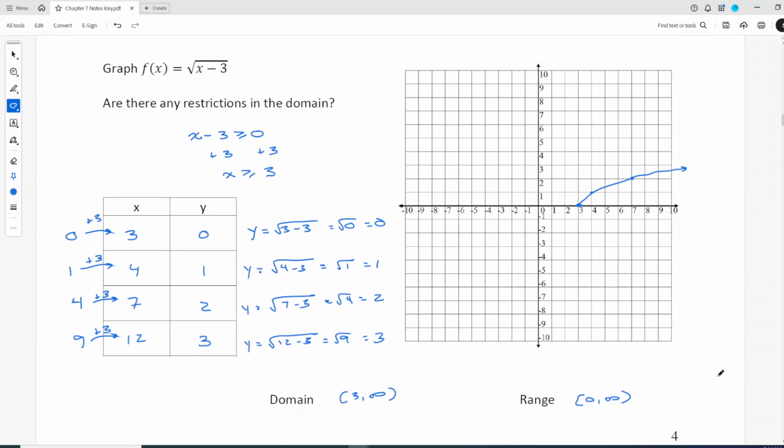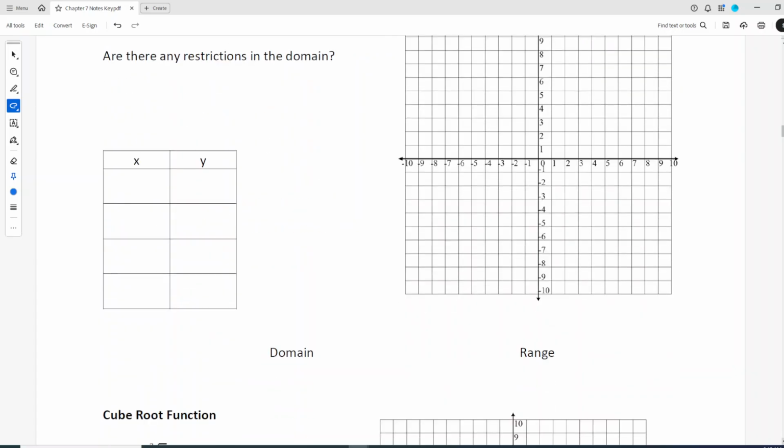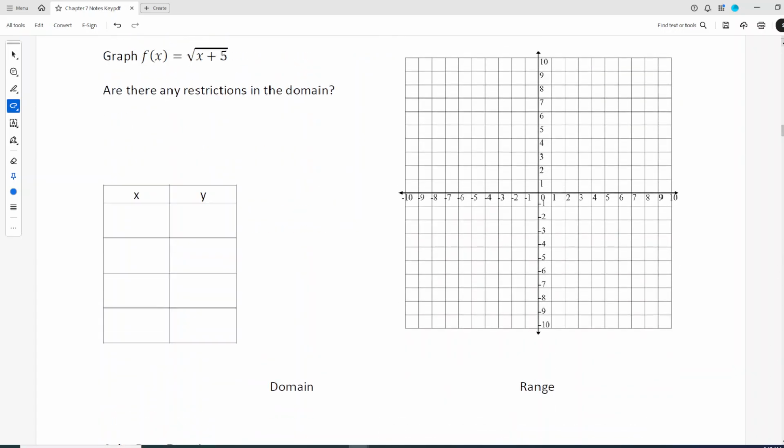All right, hopefully you understand where I'm going with this, and I want you to try this one. So pause the video and give this one a go.